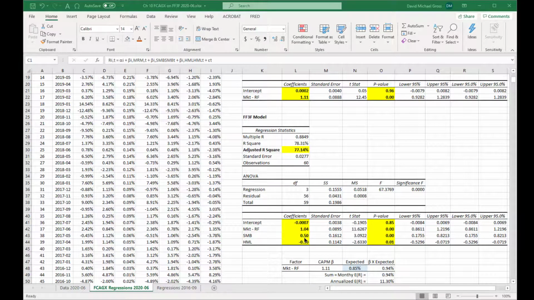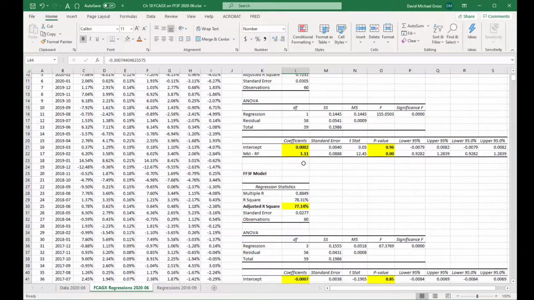Next, we'll look at the value stock beta. And so the value stock premium is negative and also significant. And it's significant because this is less than 0.05. And so there's a 99% chance that this is not equal to 0. Therefore, we would conclude that it's statistically significantly different from 0. This is negative and significant.